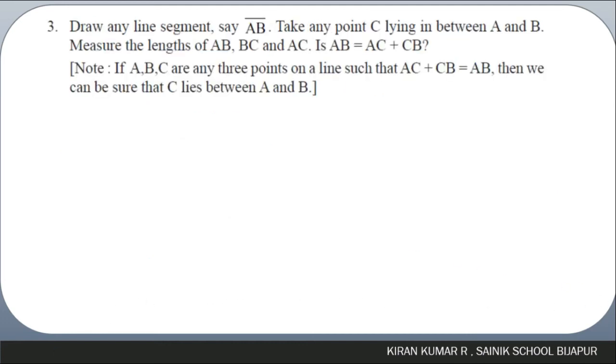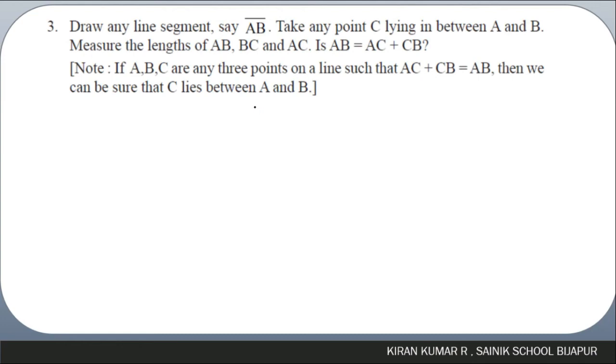Question number 3. Draw any line segment, say AB. Take any point C lying in between A and B. Measure the lengths of AB, BC and AC. Is AB equal to AC plus CB? Note, if A, B and C are 3 points on a line such that AC plus CB equals AB, we can be sure that C lies between A and B.